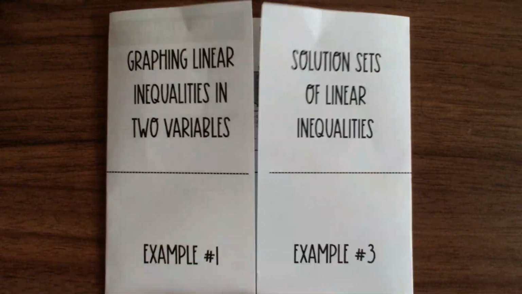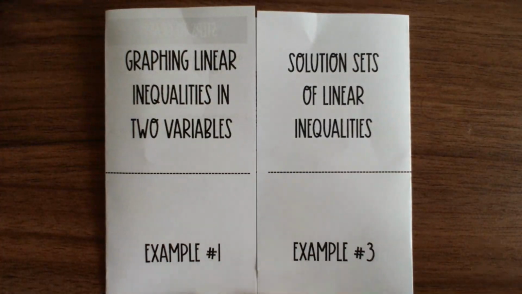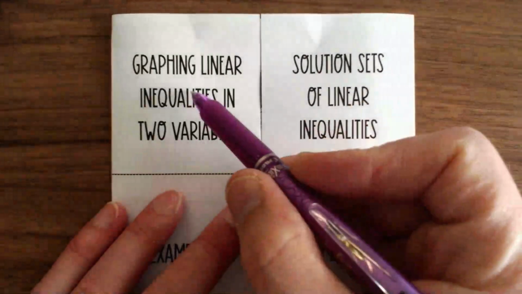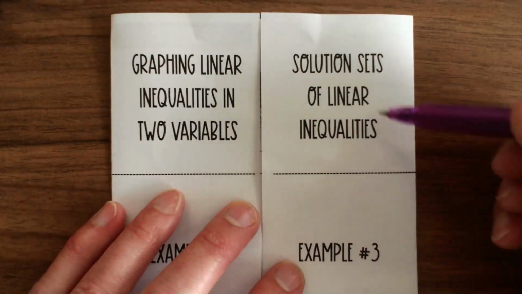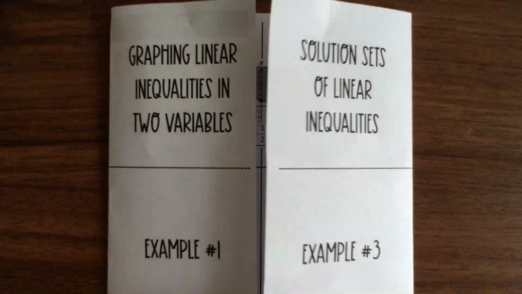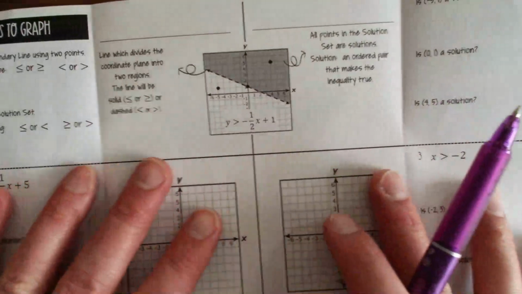Okay, today we're starting with our unit 4, which is graphing linear inequalities. So we're going to look at graphing linear inequalities with two variables and the solution sets, and then a couple examples to start off this part 1.